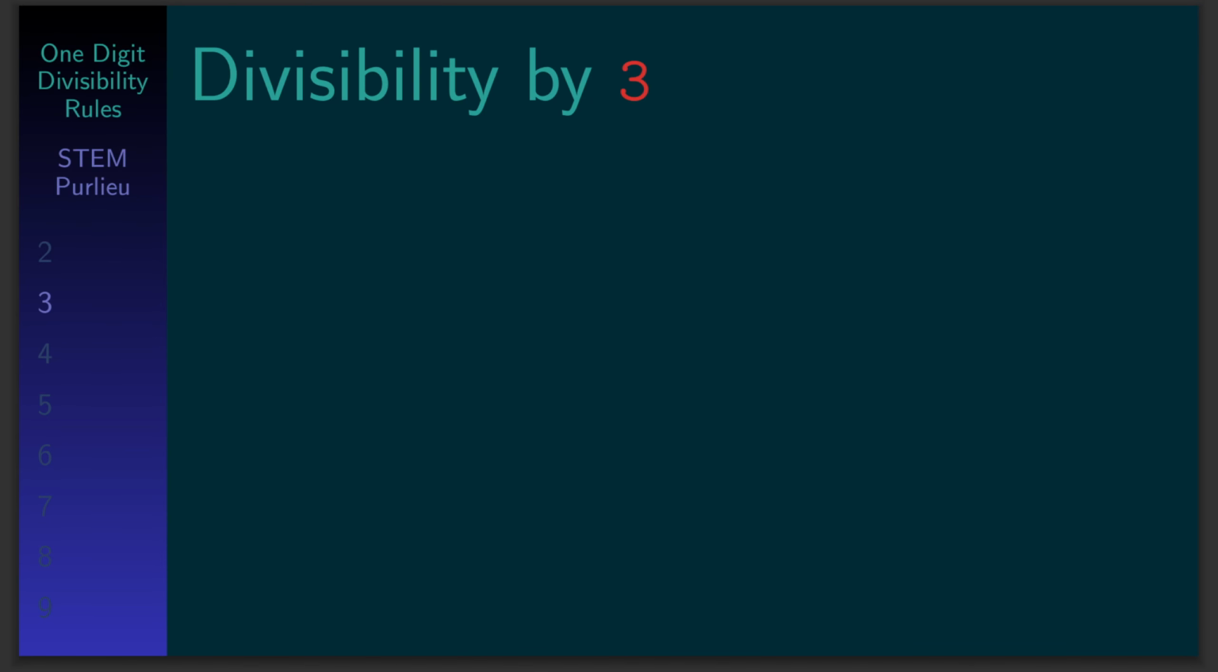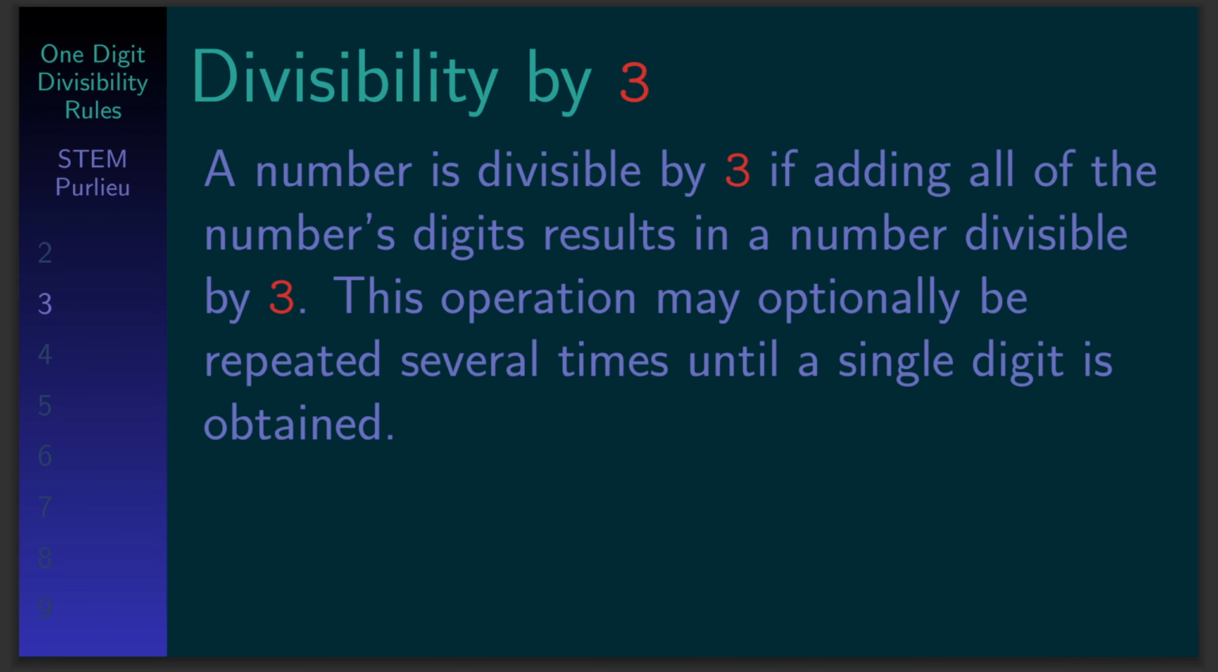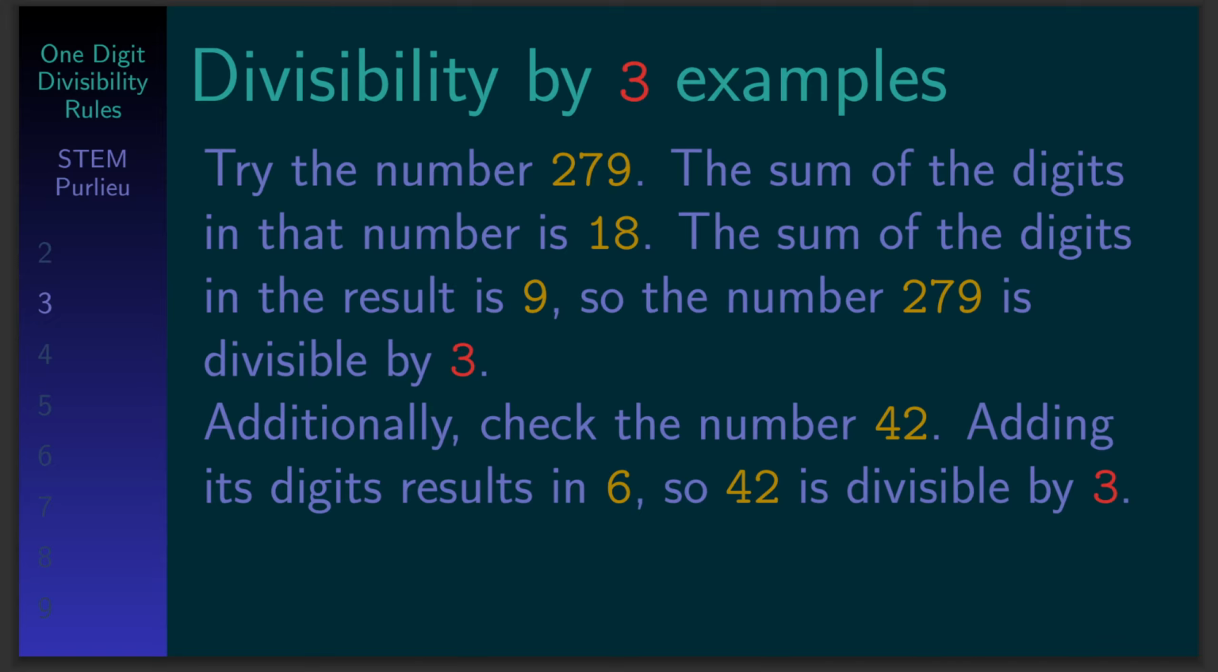Now let's cover divisibility by 3. A number is divisible by 3 if adding all the number's digits results in a number divisible by 3. This operation may optionally be repeated several times until a single digit is obtained. Try the number 279. The sum of the digits in that number is 18. The sum of the digits in the result is 9, so the number 279 is divisible by 3. Additionally, check the number 42. Adding its digits results in 6, so 42 is divisible by 3.